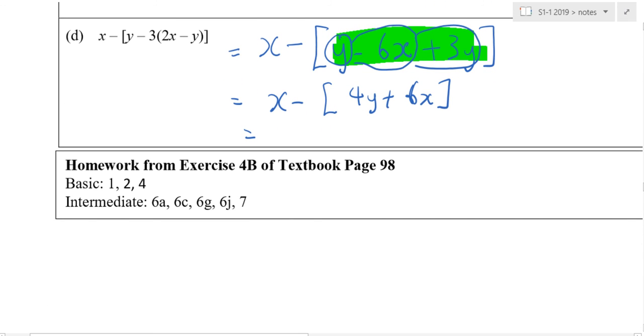What's the next step, eating? Open the bracket again. Open the square bracket now. I have minus times 4 will give you plus or minus? Again, minus times 4. Minus means what? Minus 1. There's an invisible 1 there. So what is minus 1 times plus 4? Press calculator. Minus 1 times 4, what do you get? Minus 4. So you write x minus 4y.